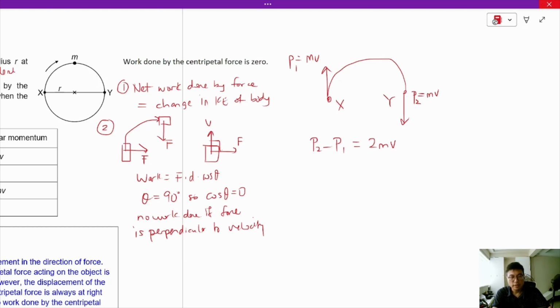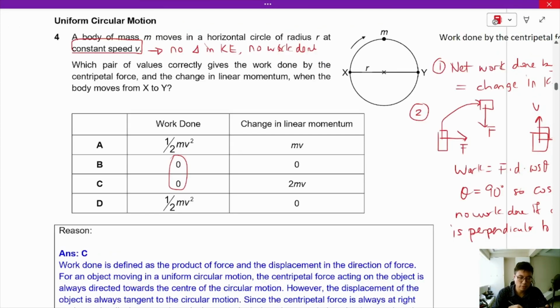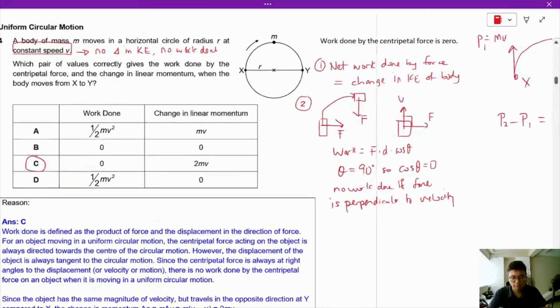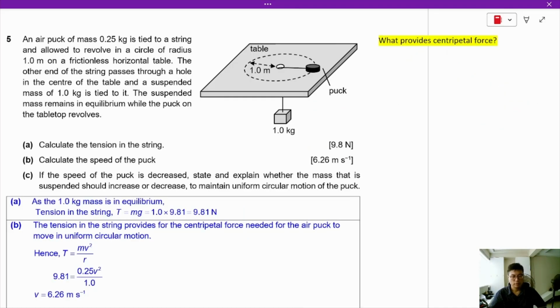If you don't know why, just take note that the two momentums are in opposite directions. So in order for p2 to minus p1, this is the change in momentum. This equals 2mv, twice as much as either p2 or p1. So over here, the work done will be 0 and the change in linear momentum will be 2mv. So the answer will be C. So this is question 4. Let's take a look at question 5.